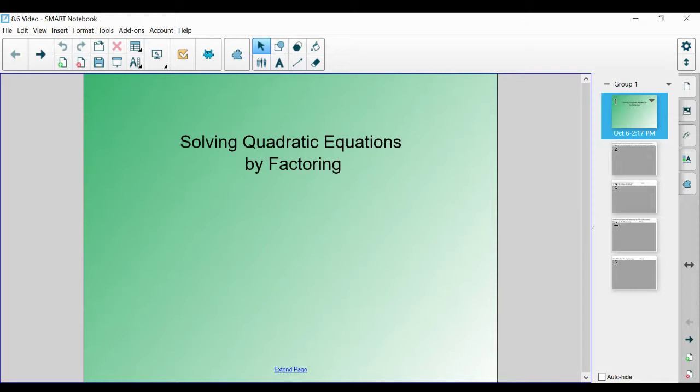All right, and welcome back. So today we are going to be continuing solving these quadratic equations, but this time we're going to be talking about how to solve it by factoring. This is going to correspond to section 8.6 in your guide and notes, so please have them out.